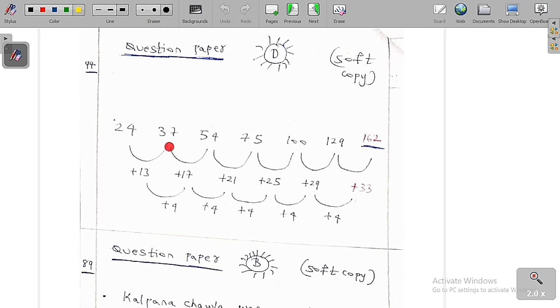Initially plus 13, plus 17, plus 24, plus 21, plus 25, plus 29. Here plus 4, plus 4, plus 4, plus 4. So add plus 4 here: 29 plus 4 is 33. Again add 33 here. 129 plus 33 is nothing but 162. So 162 is the correct solution of this question.